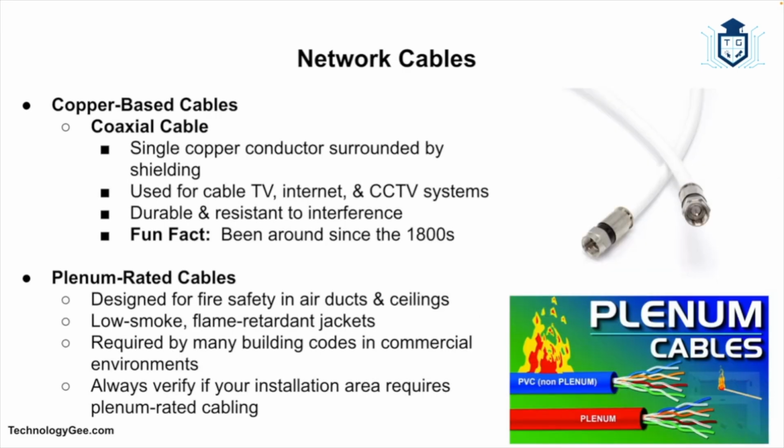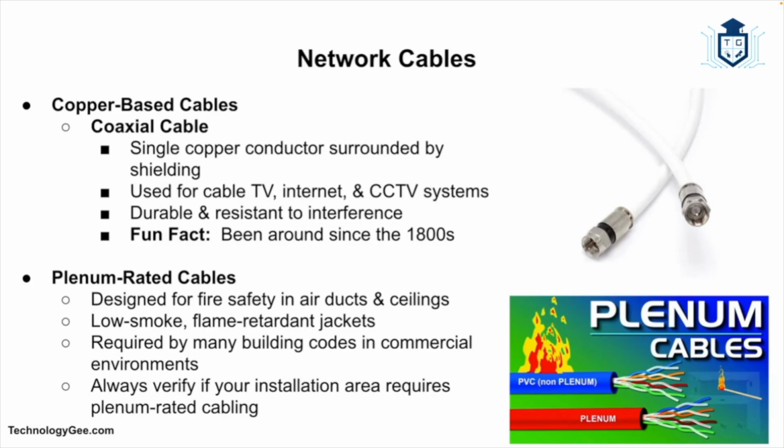All right, next let's quickly talk about what is called the coaxial cable. This is an old school cable that's still out there. It's used for cable internet, TV, and some security cameras. Basically, it has a single copper conductor in the center with shielding around it. As a fun fact, this type of cable has been around since the 1800s.